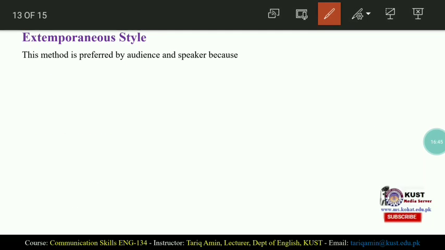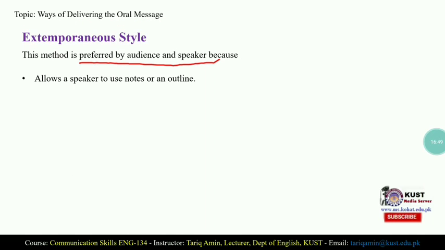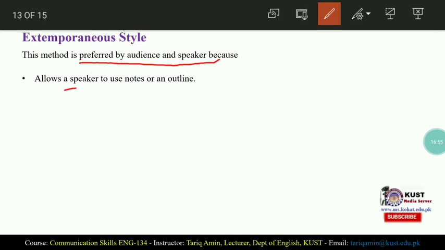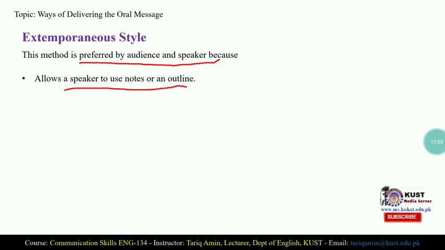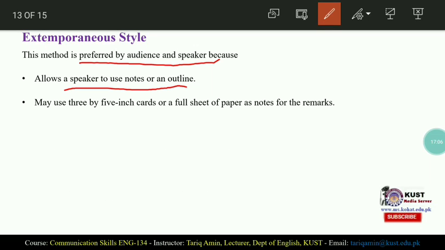This method is usually preferred by the audience and speakers. Why do different people and audiences prefer it? Because it allows the speaker to use notes or an outline. You can use notes and you can use an outline. You may use 3 by 5-inch cards or a full sheet of paper as notes for the main points. You can take cards, or you can even take a full sheet of paper with yourself when you present something, and you can refer to them.